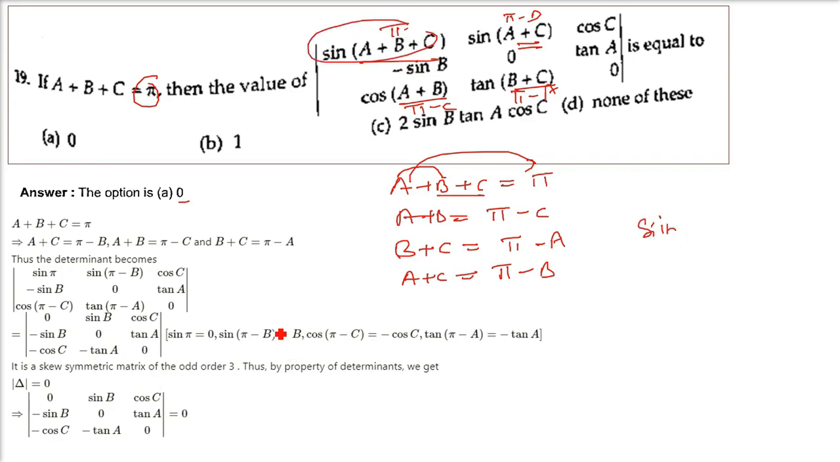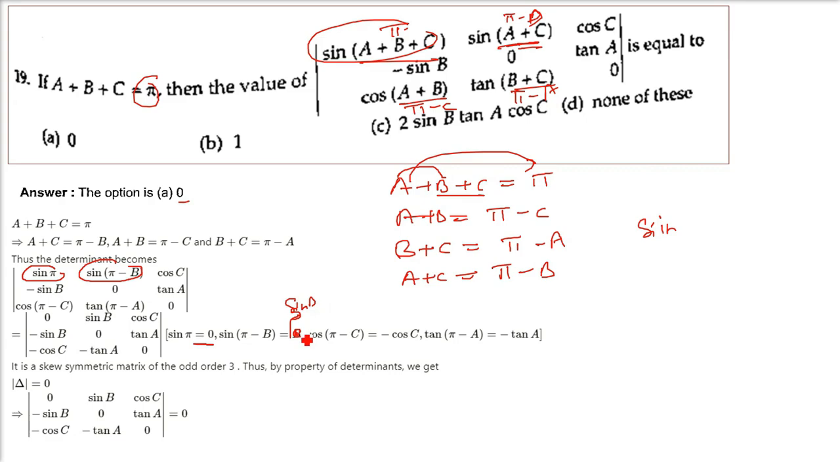Sine 180 is what? It's 0. Sine 180 minus theta is what? Sine pi minus b will be what? It will be sine b. Sine 180 minus theta, so we can write this as sine pi minus b, which will just be sine b. And this is sine b.